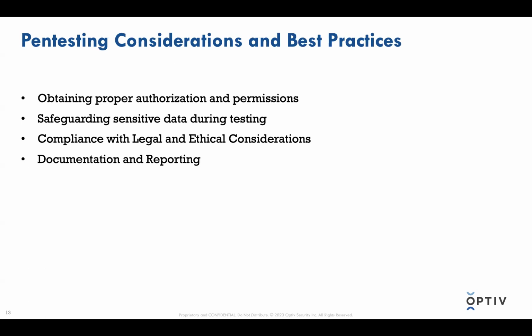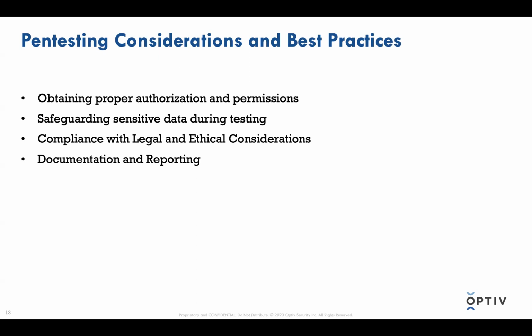It is imperative to obtain explicit written authorization from owners or stakeholders of the AWS resources being tested. This authorization should clearly define the scope and limitations of the engagement, including specific AWS services, regions, and testing methodologies. Effective communication channels should be established with AWS account owners, system administrators, and security teams to ensure coordination and avoid any disruptions to the AWS environment.